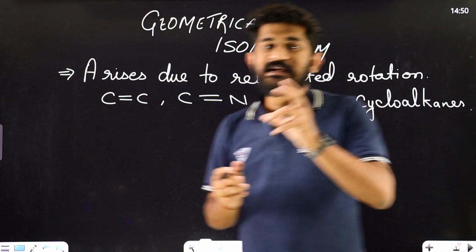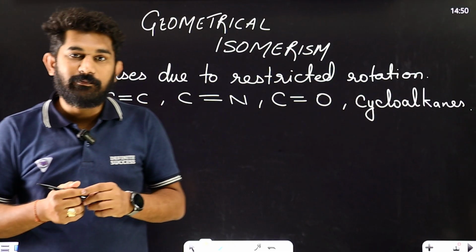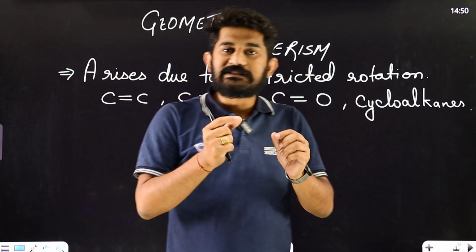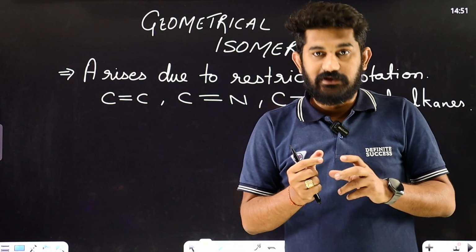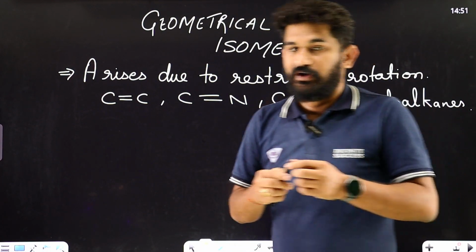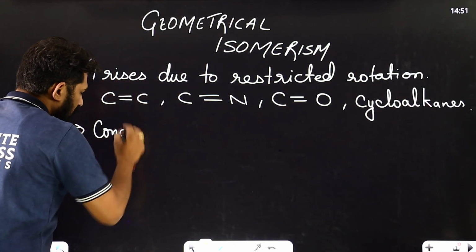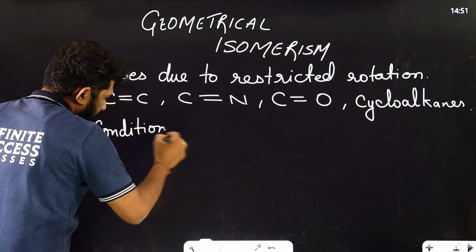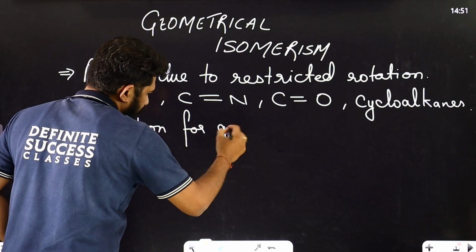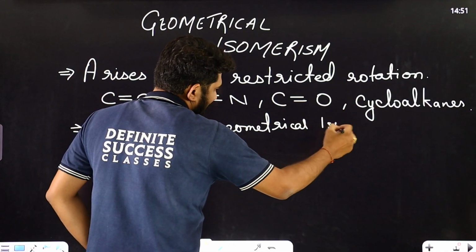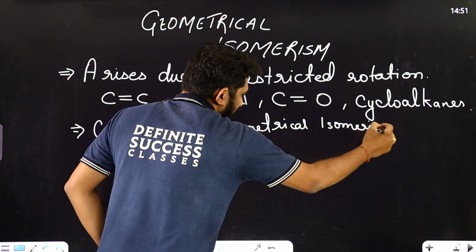Now what is exactly the geometrical isomerism concept? When we talk about geometrical isomerism, we say the spatial distance between the atoms should be different. Now what is the condition for geometrical isomerism? First, as I said, the rotation should be restricted.